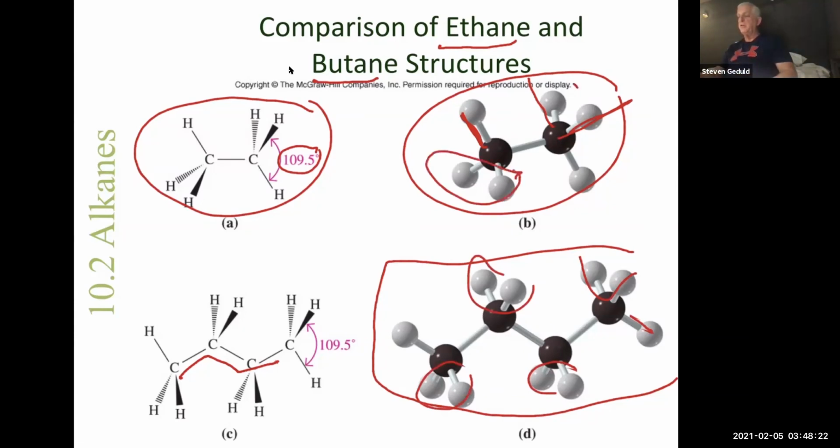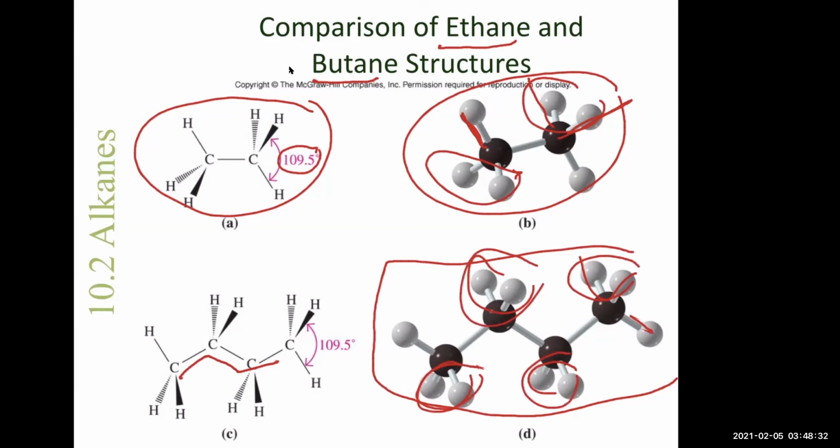You see the 2 down here, 2 up here. Two up, two down, two up, two down. That way the hydrogens are staggered. They're not interfering with one another in the structure.